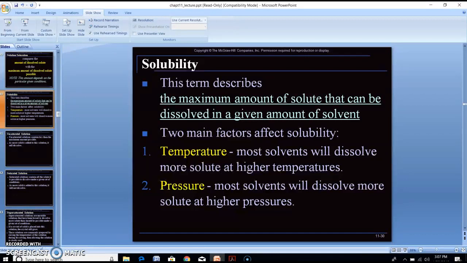The next one is the pressure. Most solvents will dissolve more solute at higher pressures. So these two are the constraints one has to be careful about whenever trying to find out the saturation conditions or solubility conditions.